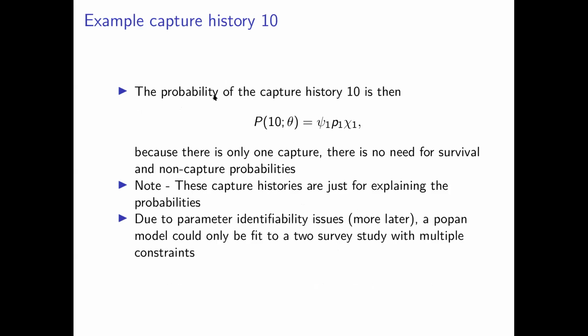So then the total capture history probability is just psi sub 1 times the capture probability for occasion 1 and times the probability of not seeing it again after time 1. Yeah, and I've explained that.